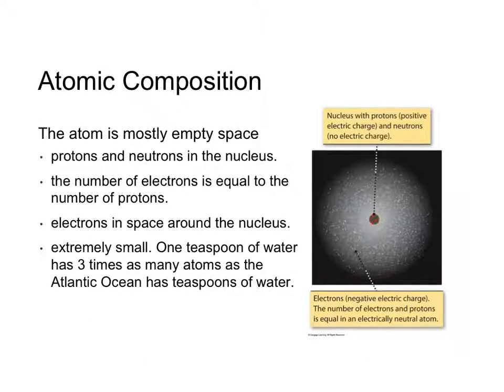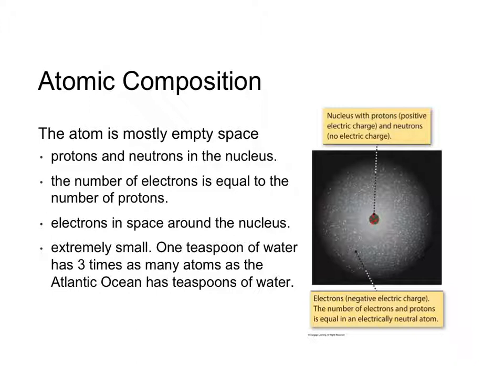Atoms are incredibly tiny things. One teaspoon of water will have nearly 3 times as many atoms in it as the Atlantic Ocean has teaspoons of water total. Most of the atom, however, is empty space. Again, we find our protons and our neutrons here in the nucleus, but then in a very vast region outside that, we find the electrons.